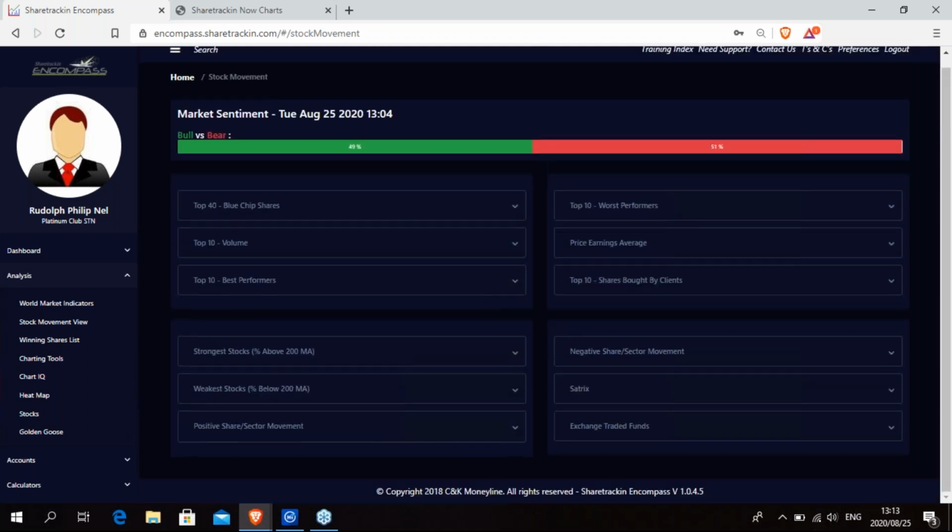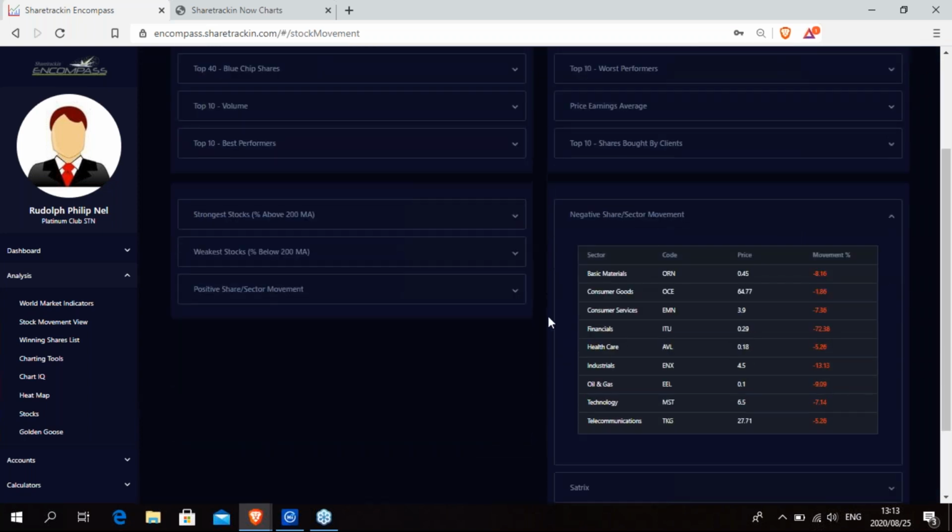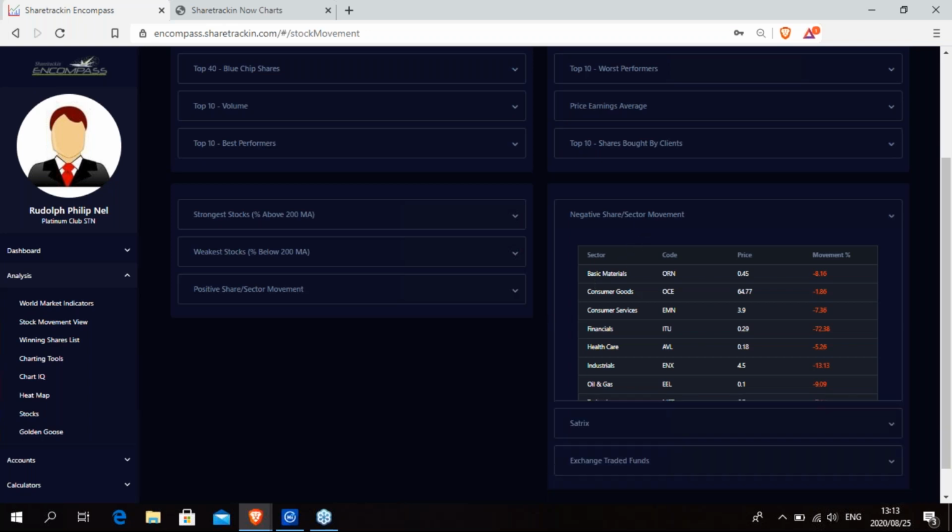Okay, and then you get your negative share sector movement over here. Okay, so negative share sector movement is basically going to show you the shares that have fallen in that sector. Same thing, basic materials are at 45 cents per share, and it's gone down by 8.16. So that's the weakest stock in basic materials. Okay, so you get the idea. Positive share sector movement shows the best shares in that sector, and the negative share sector movement shows the worst shares in that sector.